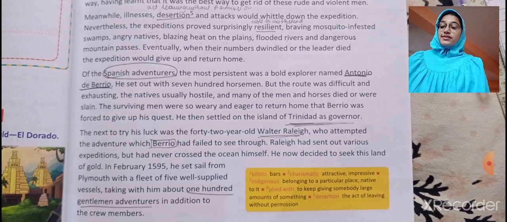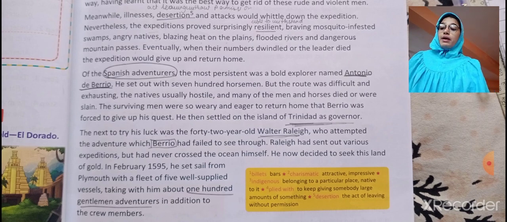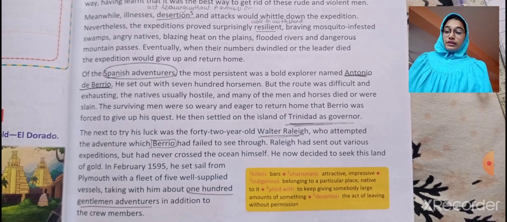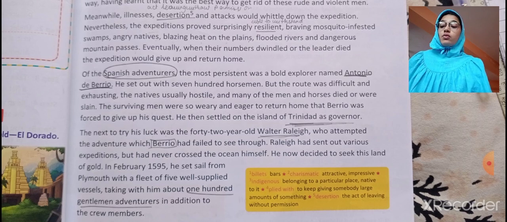The next to try his luck was 42-year-old Walter Raleigh, who attempted the adventure which Berrio had failed to see through. Raleigh had sent out various expeditions but had never crossed the ocean himself.